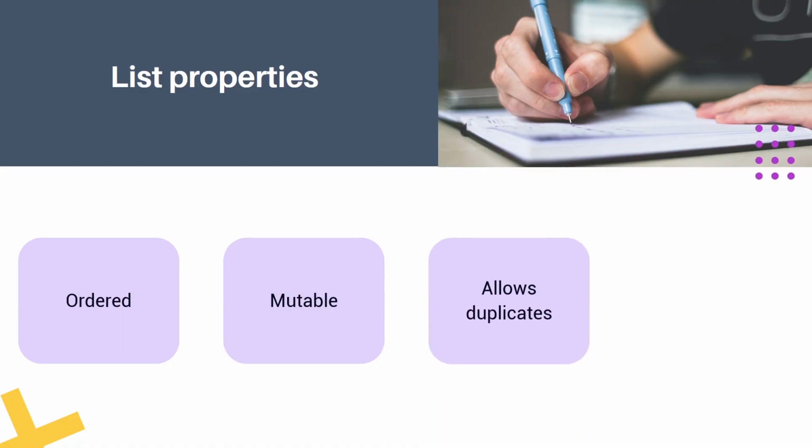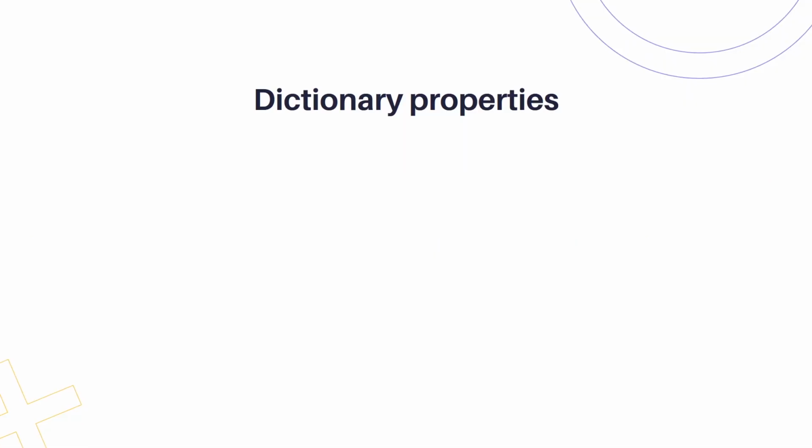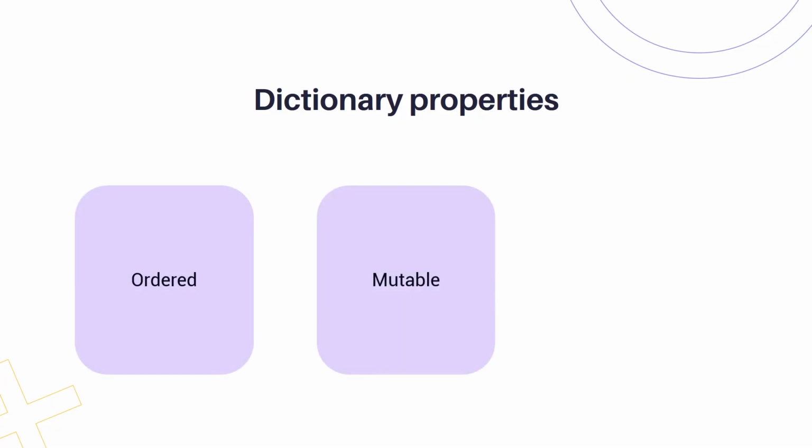Next, a list also does allow duplicates, which might be useful. And finally, lists are also indexed, which means we can call a specific index in a given list to retrieve a value. So what about the properties of dictionaries? Well, much like lists, dictionaries are also ordered in nature. They are mutable, which means that they can change. However, dictionaries do not allow us to add any sort of duplicate values.